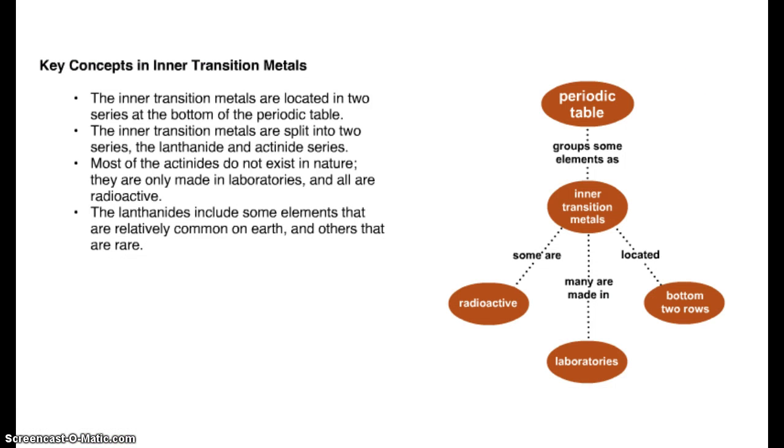Key concepts in intertransition metals. The intertransition metals are located in two series at the bottom of the periodic table. They are split into two series, the lanthanide and actinide series. Most of the actinides do not exist in nature. They are only made in laboratories and are all radioactive. The lanthanides include some elements that are relatively common on Earth and others that are rare.